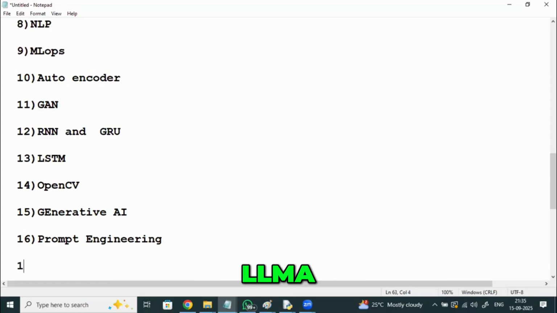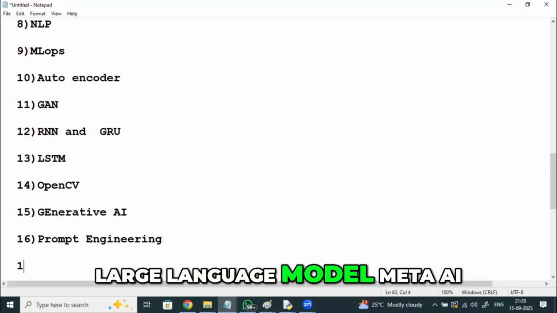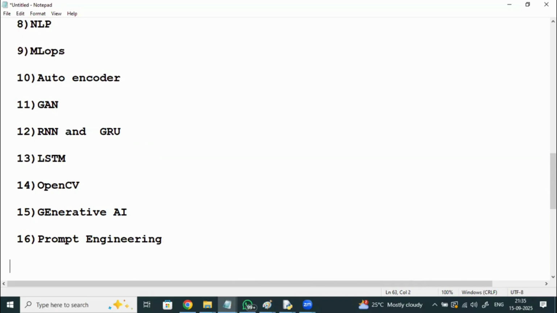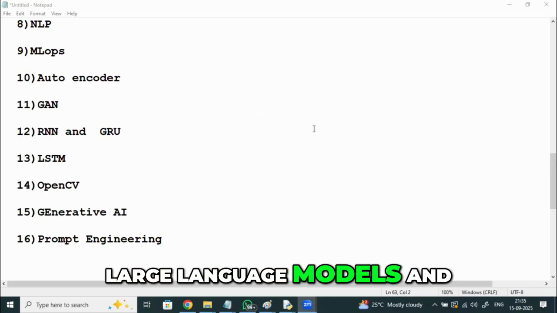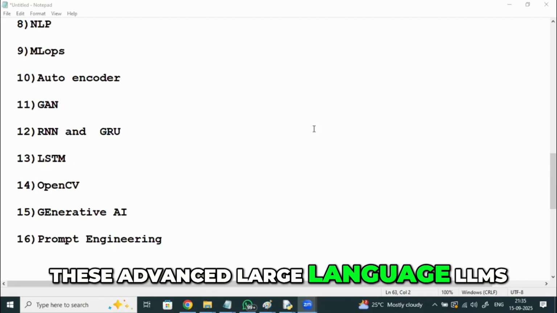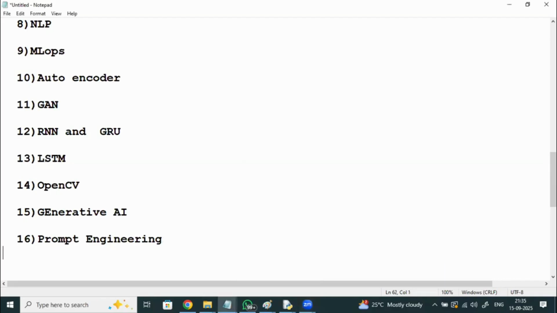See, LLM APIs, LLMA, large language model, meta AI, right? Yes. Yeah. 1 second, right? Suhasan, right? Yes. I'll come back to your queries. Large language models and this advanced large language LLMs, right? Yes. We talk about this LLM. Okay.